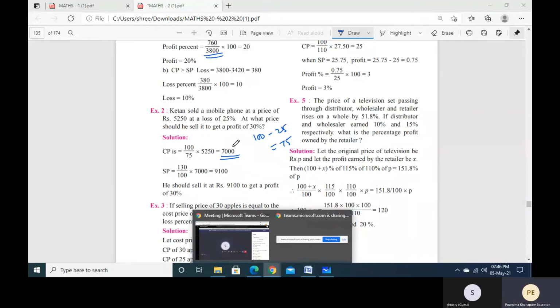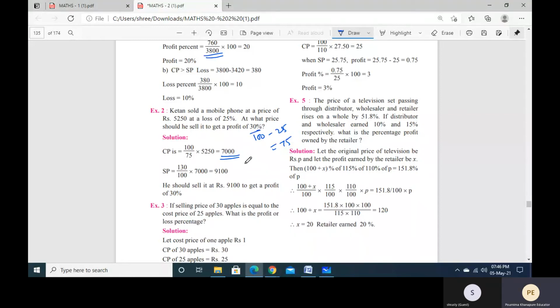The cost price was 7,000. Now they are saying about a 30% profit he wants. Then what will be the selling price? So for selling price, the numerator would be more. So that is 130 upon 100 into 7,000. That is 9,100. If he wants a 30% profit, he should sell the mobile for 9,100 rupees.